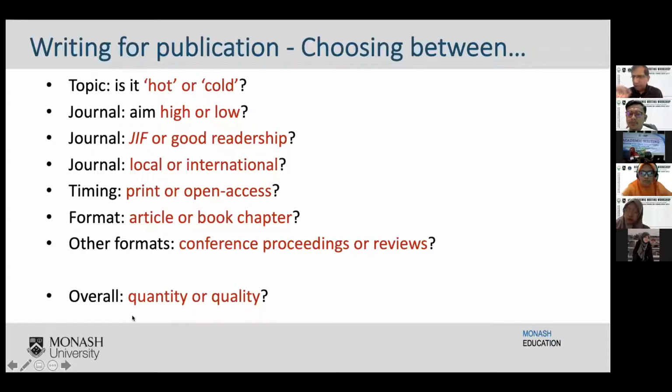Overall, the last consideration is quantity or quality. Do you want to have 2 good quality journal article publications, or do you want to have 6 poor quality journal article publications? Which one do you think is better? Hakim, what do you think? 2 or 6? I think in this case, less is better. Yeah, of course. Exactly, Hakim, thank you.